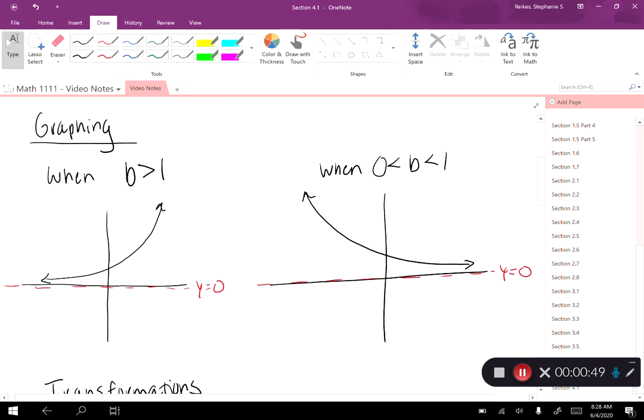Now, when your base is greater than 1, it means your curve is going up and to the right. However, when your base is a fraction, a number between 0 and 1, it means your curve of the exponential is actually going down to the right. However, in both graphs, it has a horizontal asymptote at y equals 0.